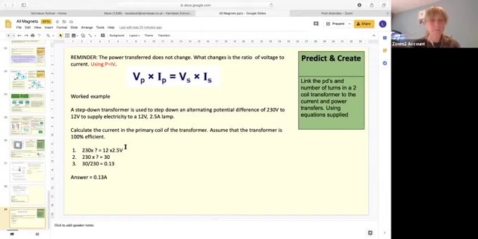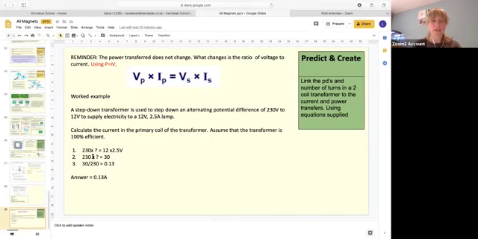Okay, so let's look through this question again. First thing is, let's write out what we know and figure out what we're trying to do. So we've got 230 times question mark. This is my primary voltage, my primary potential difference that's coming through, with a current that I don't know. This value is equal to this times this. So I know that this is 12 and this is 2.5. I times those together, and 12 times 2.5 equals 30.